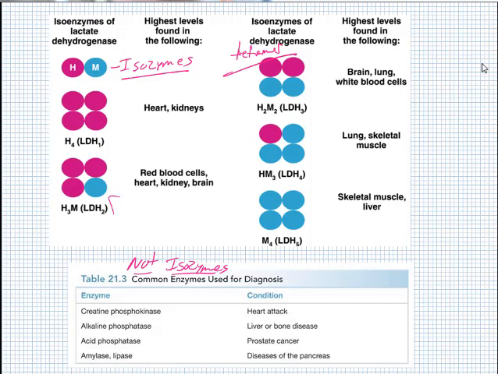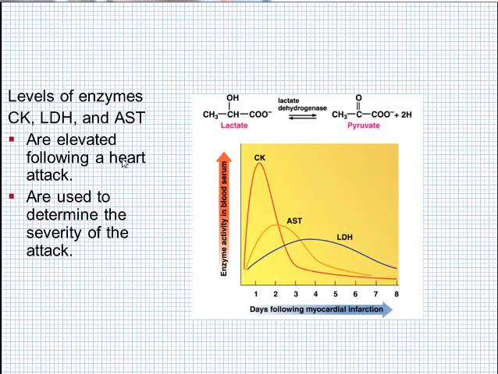So let's look at the last slide here. So following a heart attack, we're looking at creatine kinase. Okay, so this is following heart attack, myocardial infarction. CK is that creatine kinase from that last slide found in the heart. LDH we already talked about, lactate dehydrogenase. AST is aspartate transaminase, which they didn't mention. And this is found in both the liver and the heart.